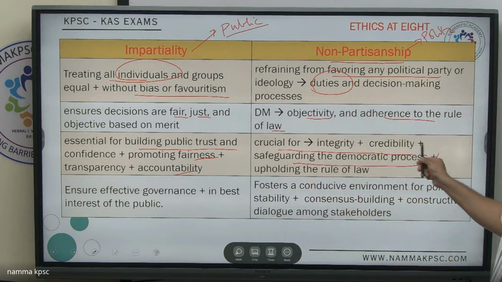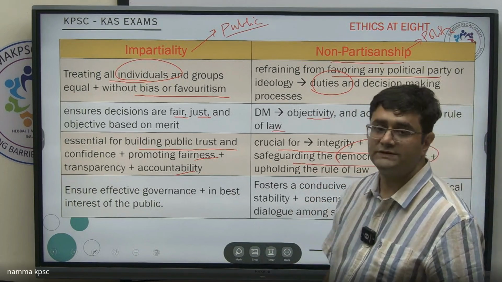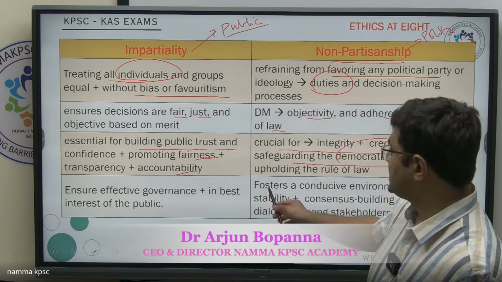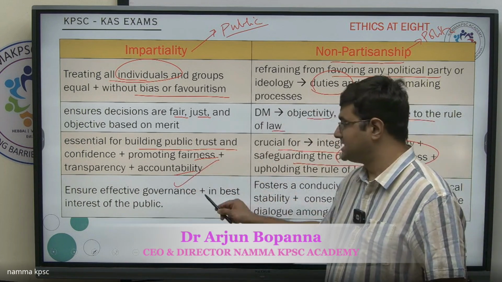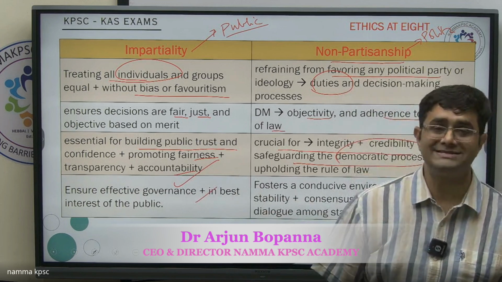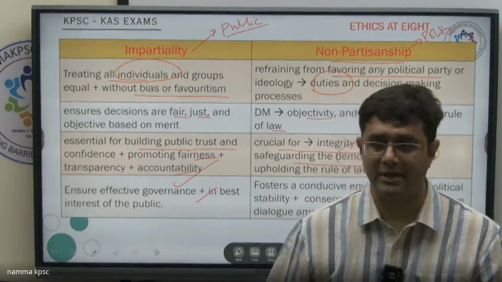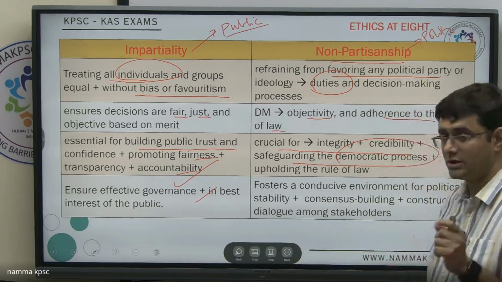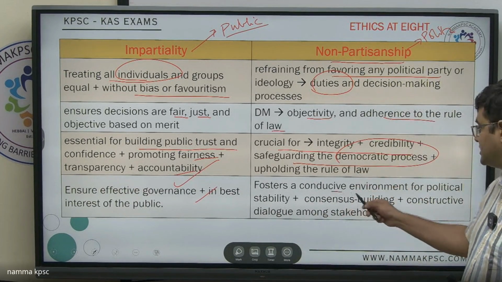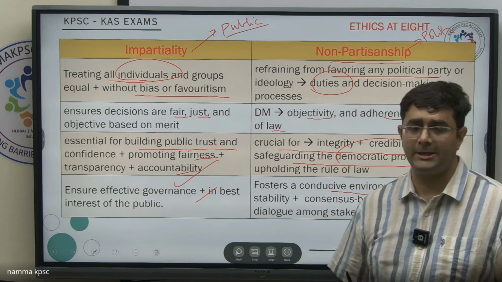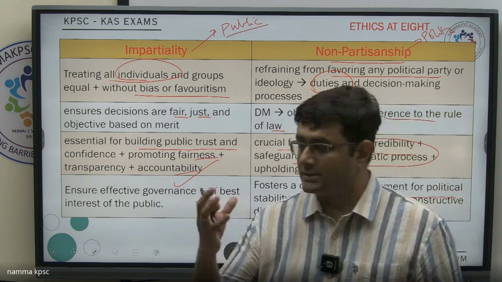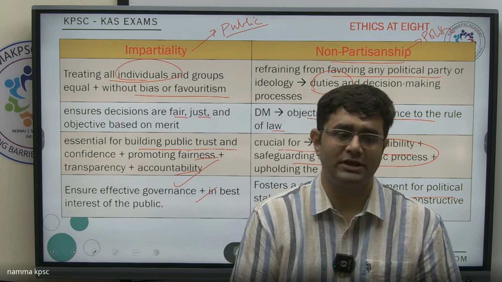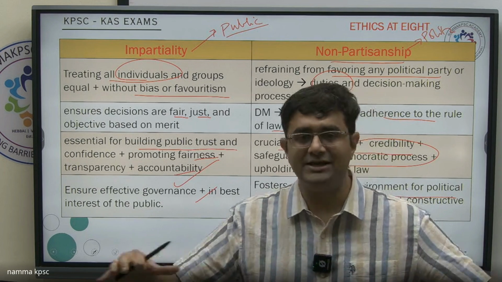This is essential for safeguarding the democratic process. It will also be helpful in upholding the rule of law. This will ensure effective governance and ensure that the governance is in the best interest of the public, of the society, of the nation, rather than any particular individual or a group. This will foster a conducive environment for political stability. The political party, chief minister, ministers, MLAs, MPs will have trust in their officers. This will ensure political stability.